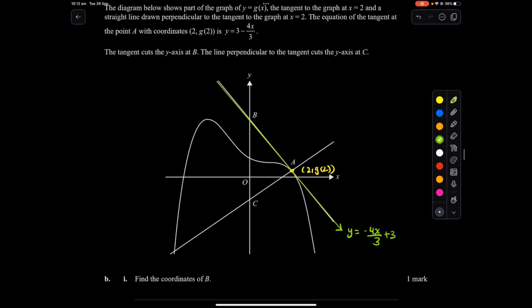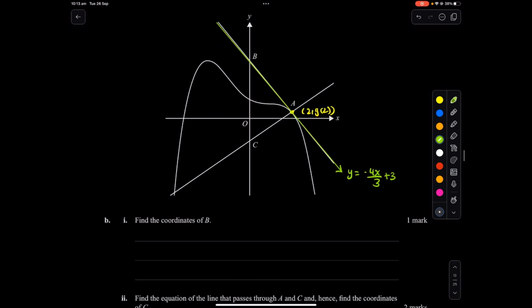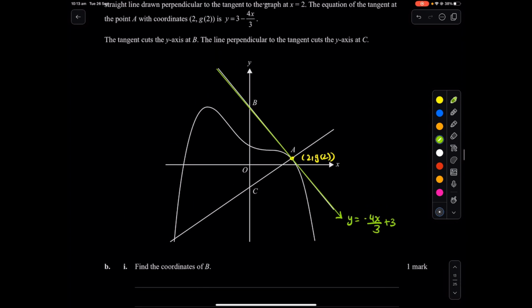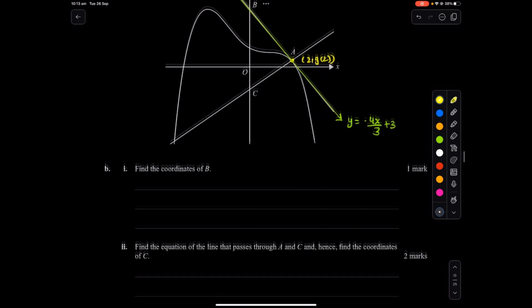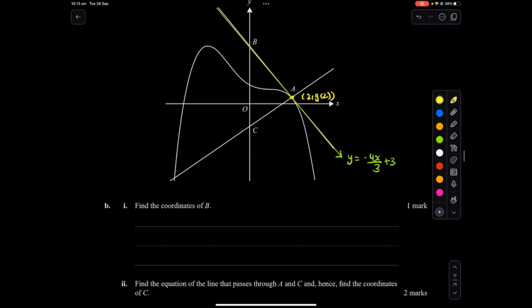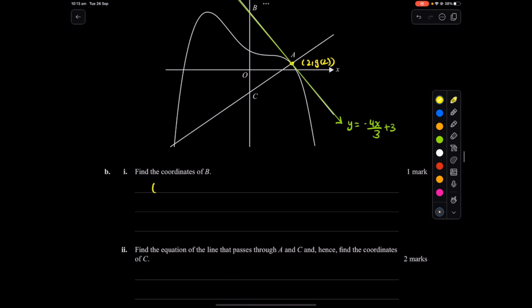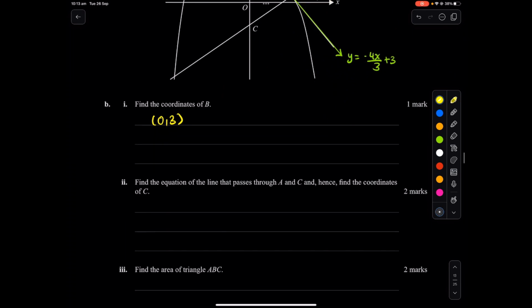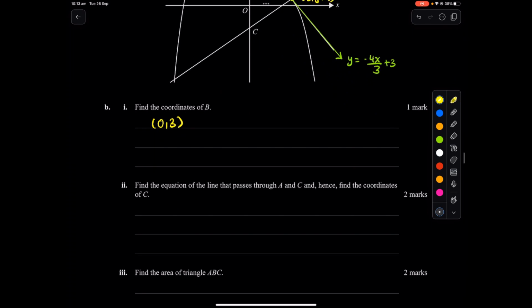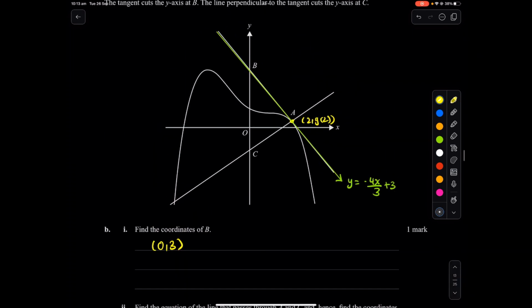Okay, the tangent cuts the y-axis at B. The line perpendicular to the tangent cuts the y-axis at C. Find the coordinates of B, which is easy. It's just 3, because it's the y-intercept of this. So it's just 0, 3. Done. Find the equation of the line that passes through A and C, and hence the coordinates of C. So A and C. Okay, not too bad.